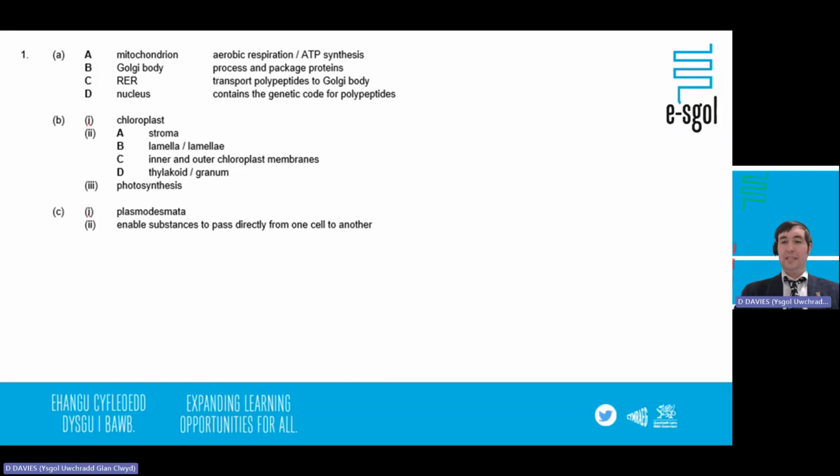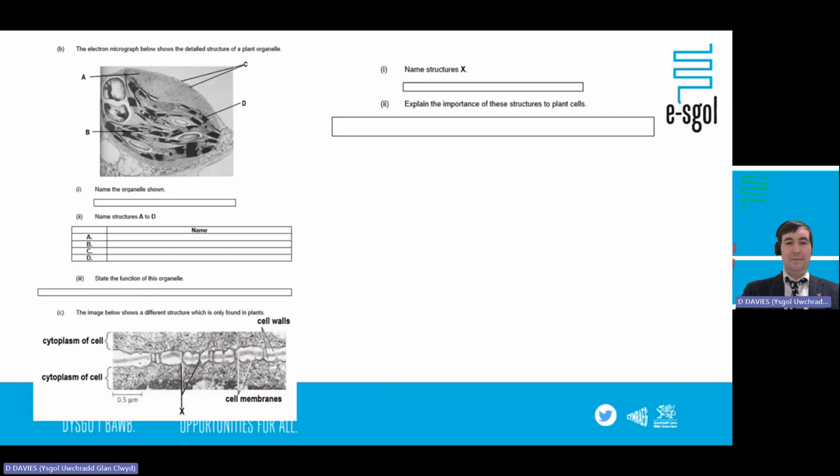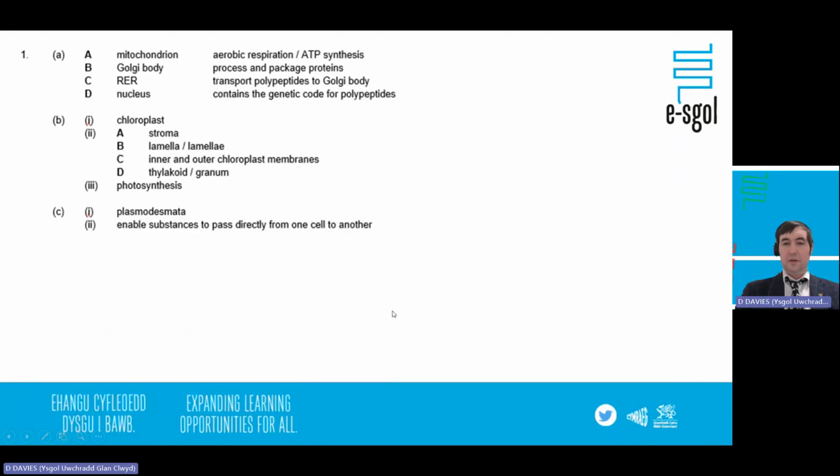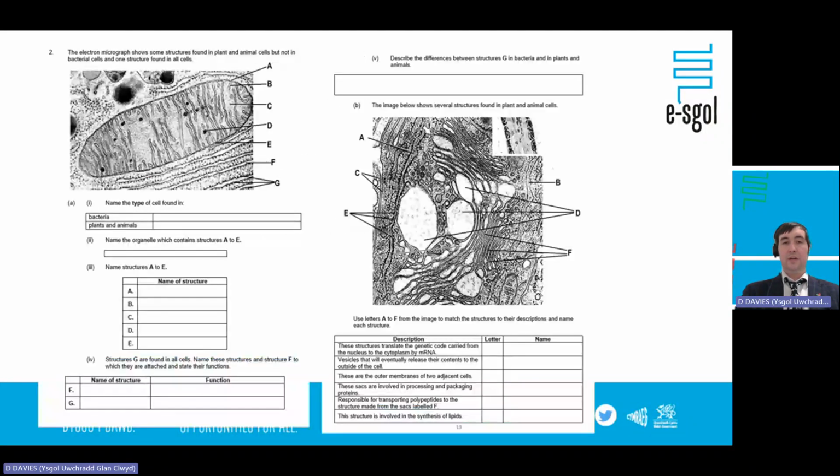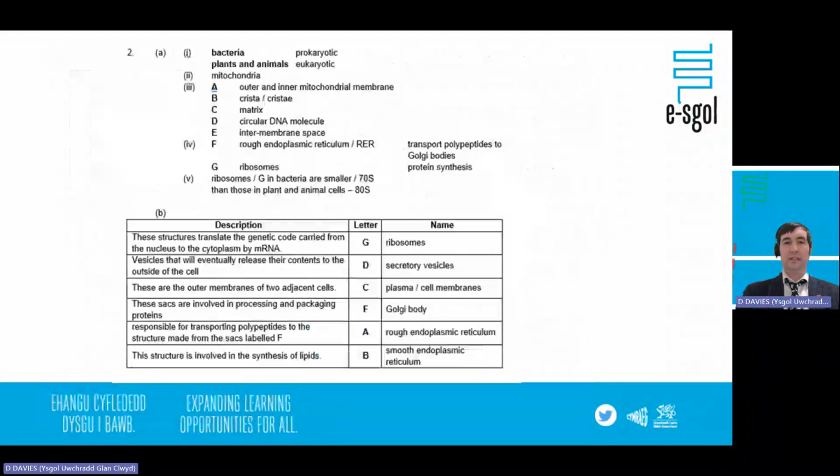Plasmodesmata. If I go back to that, these are the little holes in between cells, the little gaps. That is the plasmodesmata, and any hole allows the entrance or exit of a substance. So plasmodesmata would be the answer to that one. Right, same again. This time I'll talk you through the question, and then the next one I'll just allow you to have a go yourself.